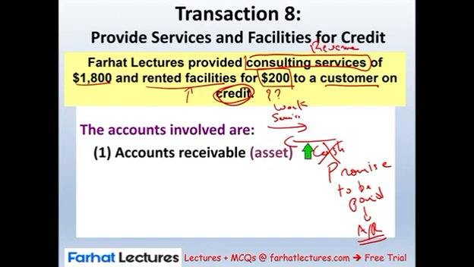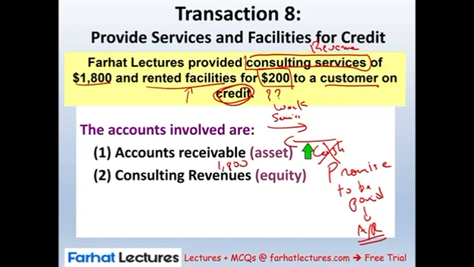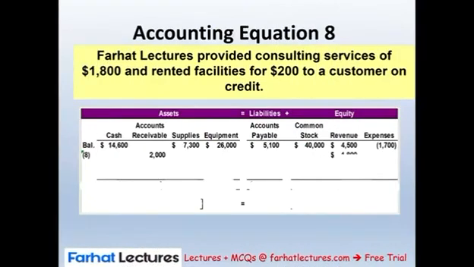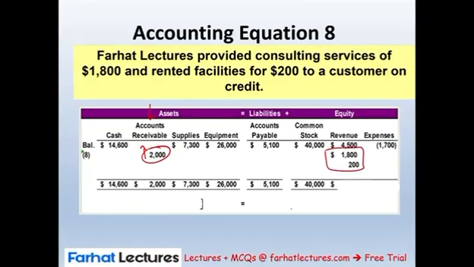Remember, when we provide the service, we can recognize the revenue. We have consulting revenue worth how much? The consulting revenue is worth 1,800. We also have rental revenue. We provided rent revenue of 200. Together, they're going to bring accounts receivable up by 2,000. So we did the work, but the customer did not pay yet. That's fine. We're going to increase our assets by 2,000, specifically accounts receivable, and we are going to increase our revenues by 2,000. Now our assets are growing again. We're back to 49,900, and our equity is growing again to 49,900.